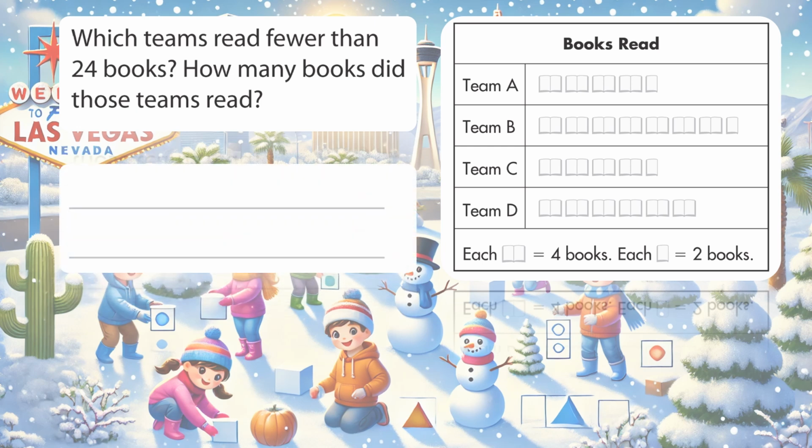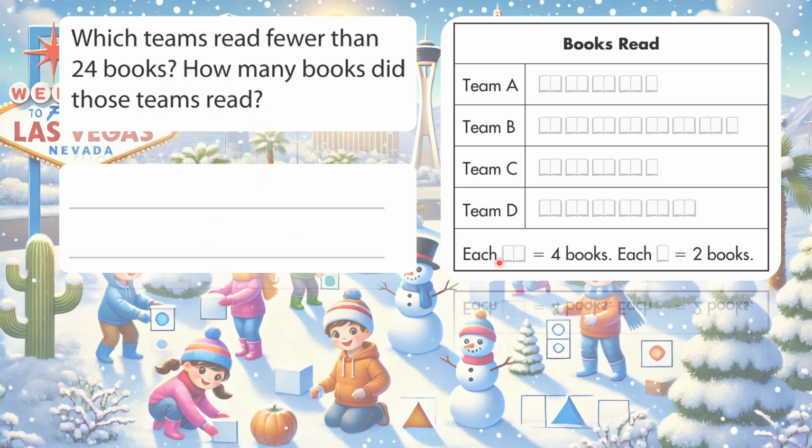All right, let's take a look at this graph. We just finished our topic on data and graphs, and a lot of you understood that a lot better, but a few things we need to pay attention to as we go along. But let's go ahead and read the question. Which teams read fewer than 24 books? How many books did those teams read? So, how many question marks do we have here? We've got one right here and one right here.